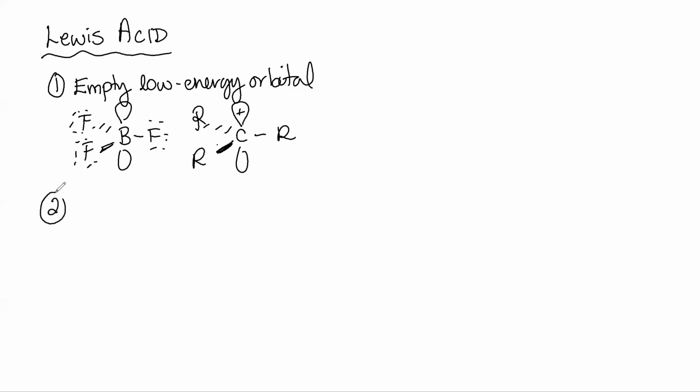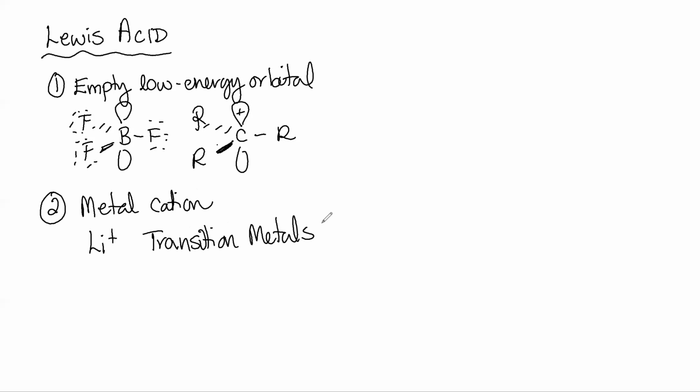The other things which have empty low-lying orbitals are metal cations. So this could be things like lithium plus. This could be transition metals, so zinc dichloride, titanium, something like this. We don't see this very often. This is less common, at least less common this term.